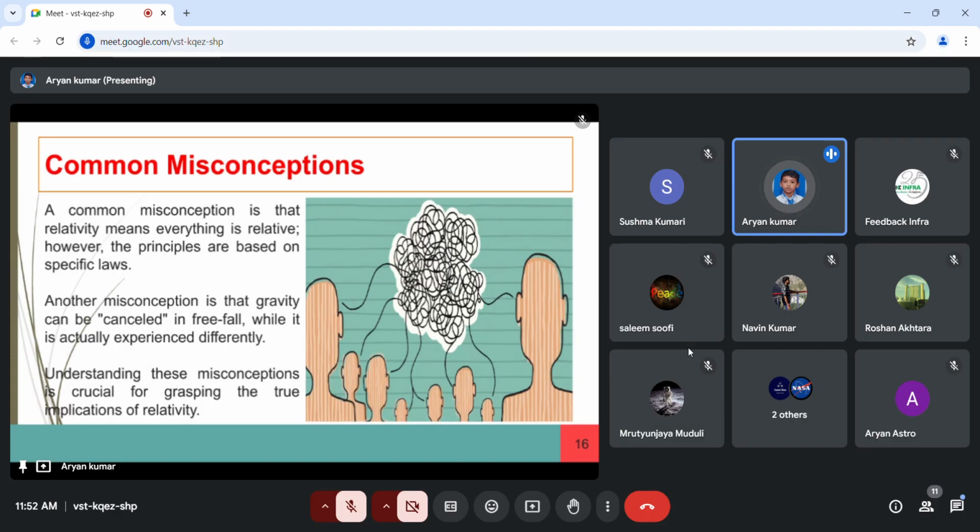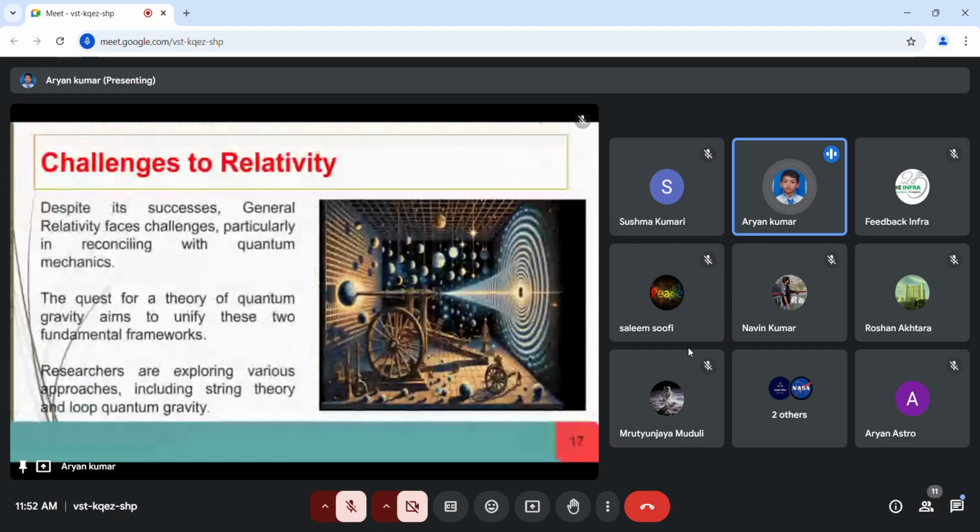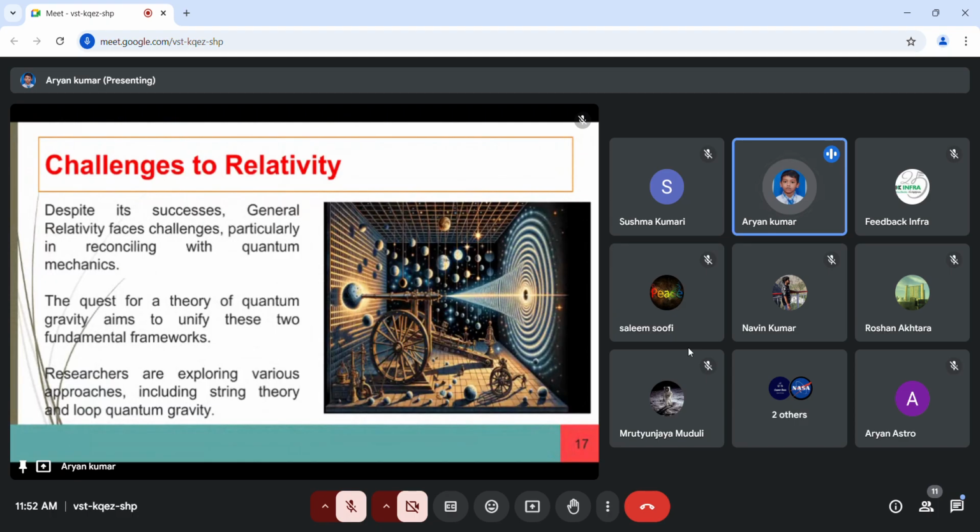Like time dilation, length contraction is a relative effect. Objects don't actually shrink, they just appear to. Time dilation is also a relative effect and time does not actually slow down. It's just that time appears to pass differently for different observers. So these are some misconceptions and challenges to relativity.